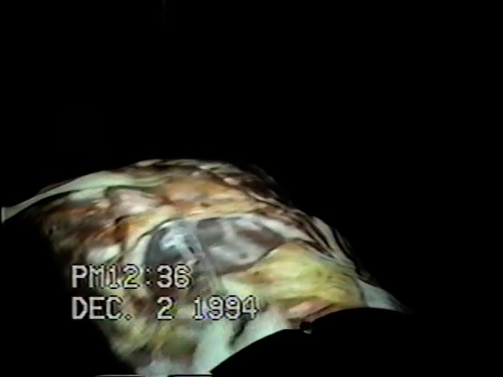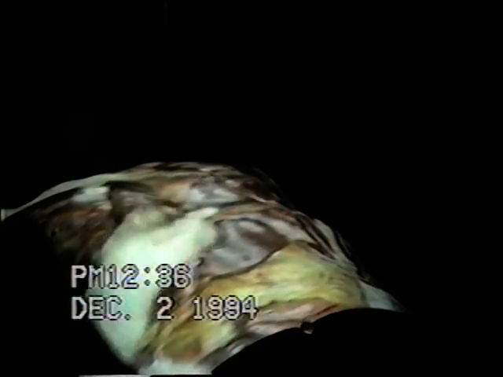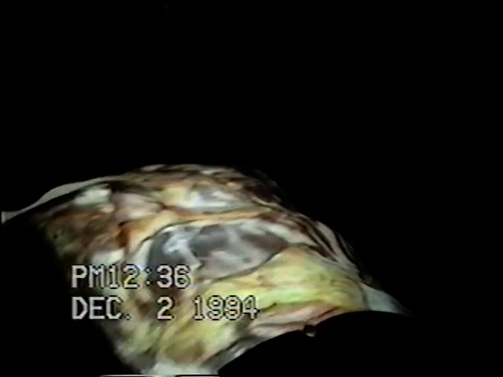Now, the sternum and rib cartilage have been removed and the internal organs are exposed for examination. Here we have the pericardial sac around the heart. At this point, we'll open that and look at the surface of the heart.